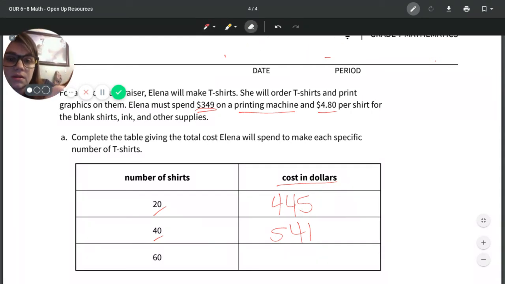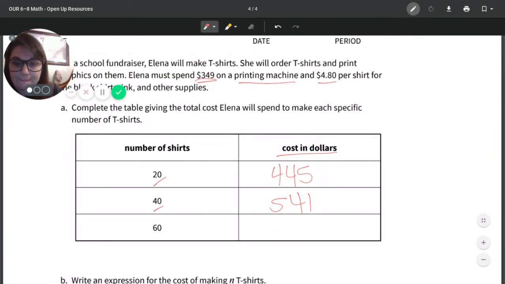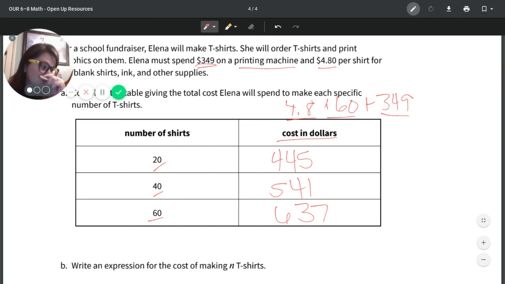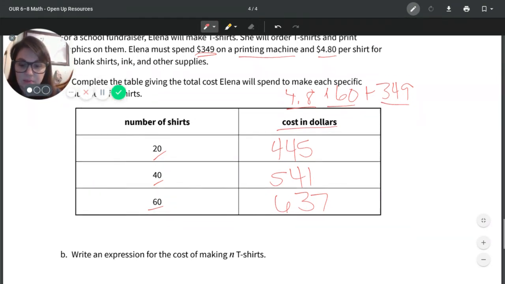Okay, next situation, if she orders 60 shirts, it's going to be 4.8 times 60 plus 349. And if we work all that out, we're going to get 637. And that's the 4.8 times 60 plus 349. We'll get 637. So that'll complete that table.